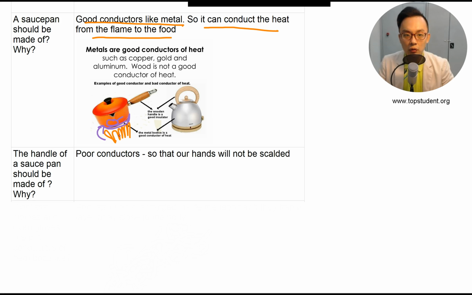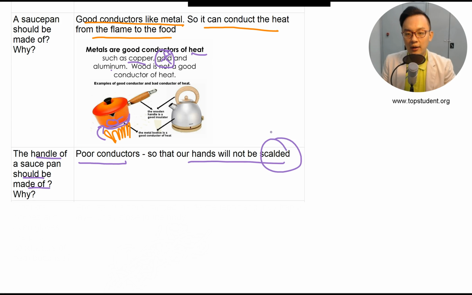Then my food will not be cooked. So metals are good conductors of heat, such as copper, gold, and aluminium. We do not use gold, because gold is a bit too expensive, so usually we use metal like iron or aluminium to make our saucepans. All right. But the handle of a saucepan should be made of what? It should be made of poor conductors so that our hands will not be scalded.